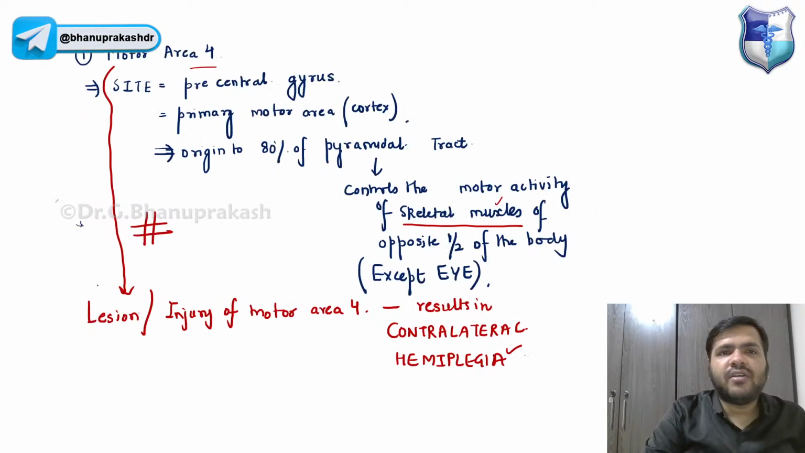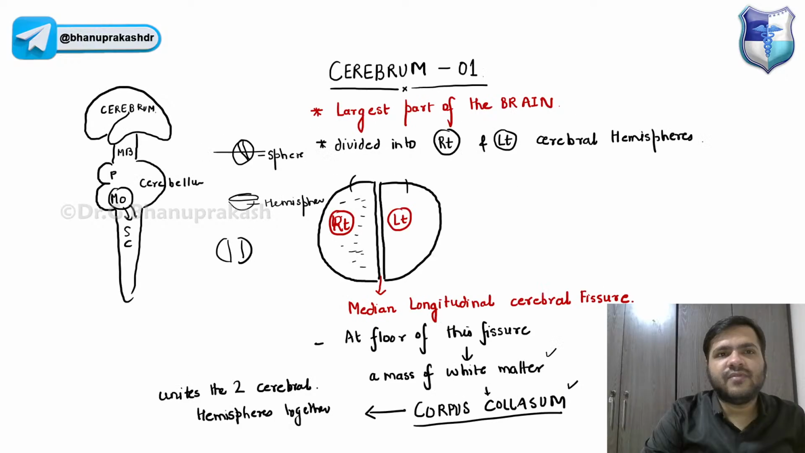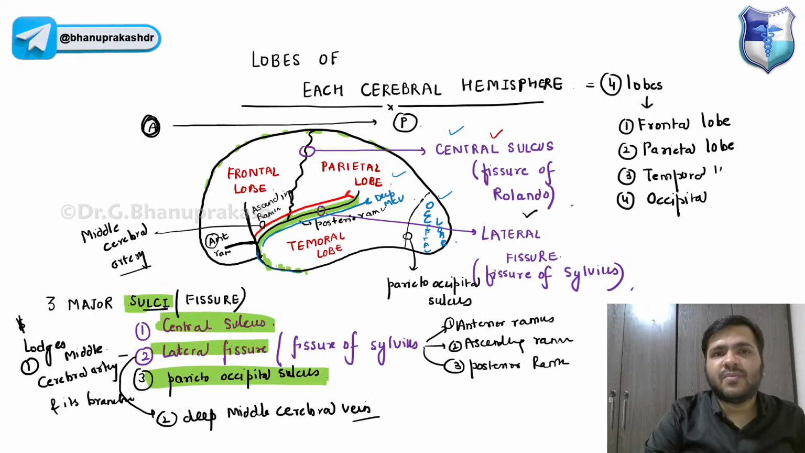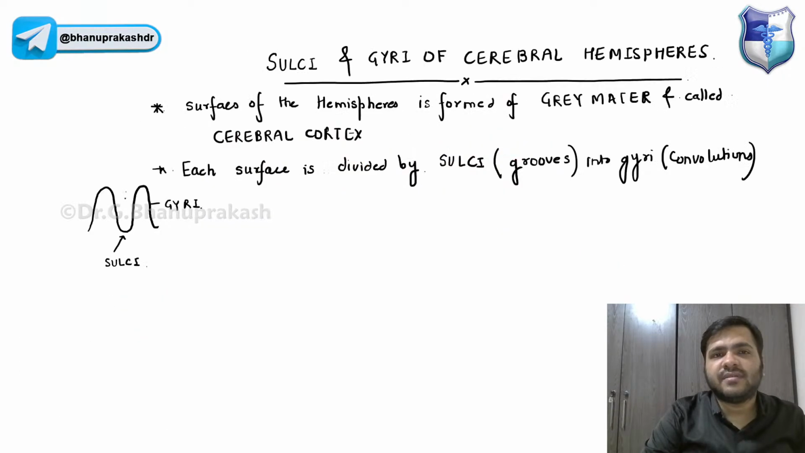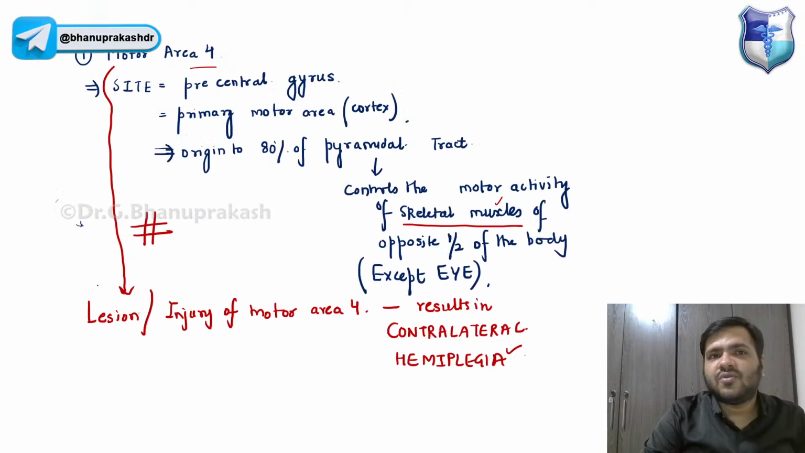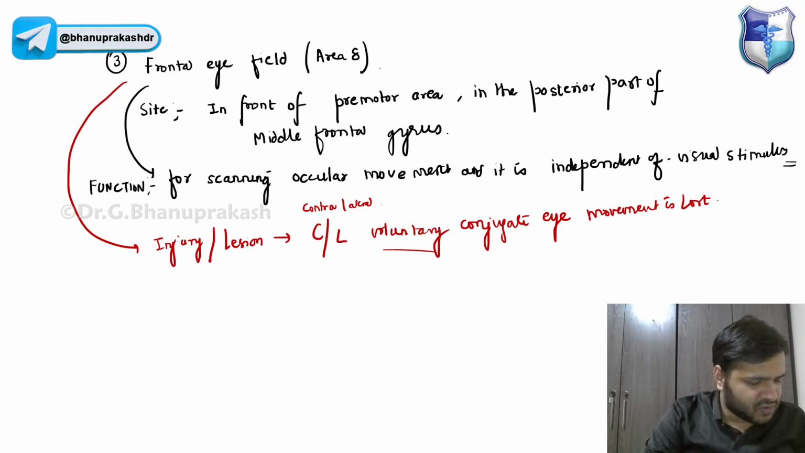So yes, we have already discussed a lot today, right? We are discussing the cerebrum, the largest part. We have discussed the site, the relations, the surfaces, the poles, the borders, the lobes of each hemisphere, the sulci, the gyri, the superolateral surfaces, and all the important functional areas in the frontal part. Now we'll be discussing the motor part tomorrow.